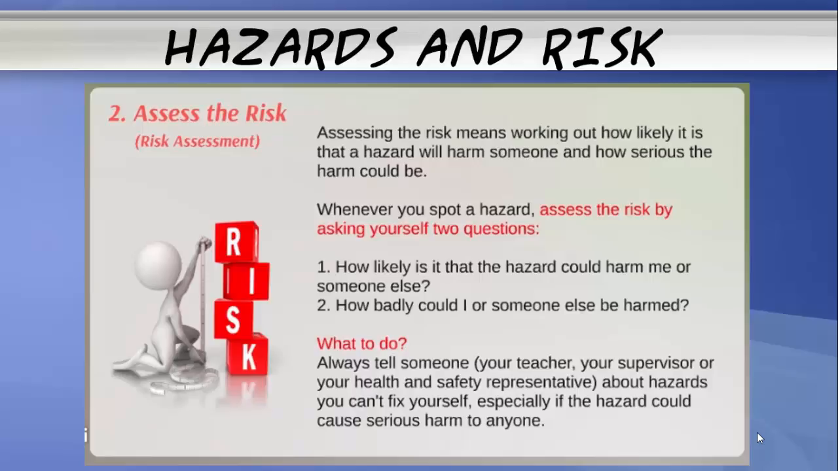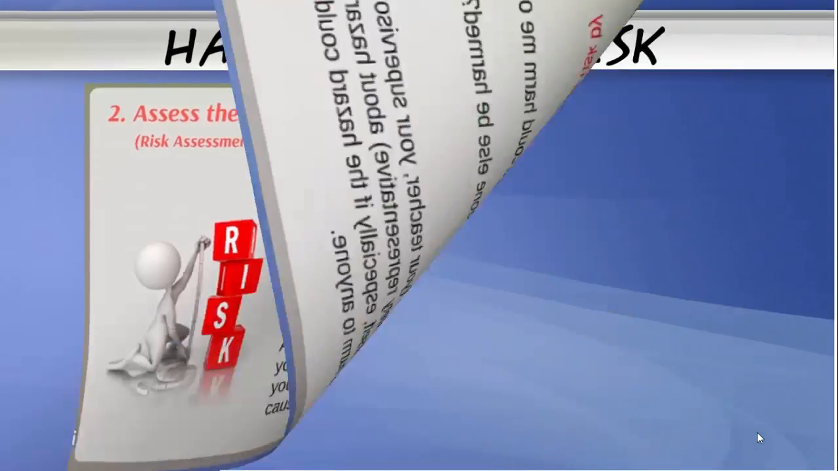If this happens, what to do? Always tell someone, your teacher, your supervisor, or your health and safety representative about hazards you can't fix yourself, especially if the hazard could cause serious harm to anyone.